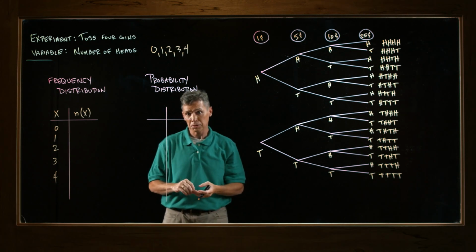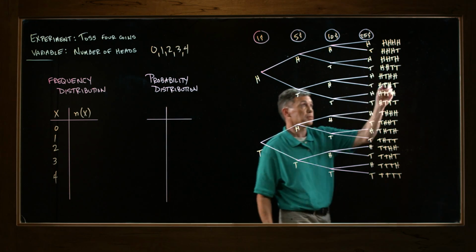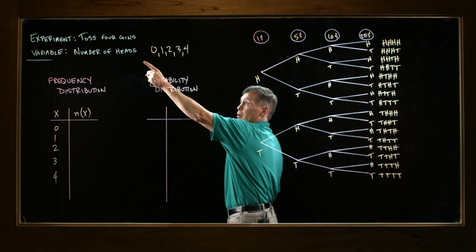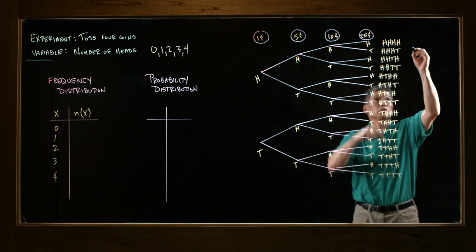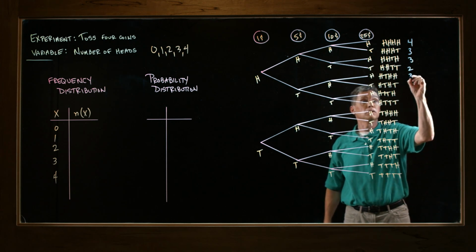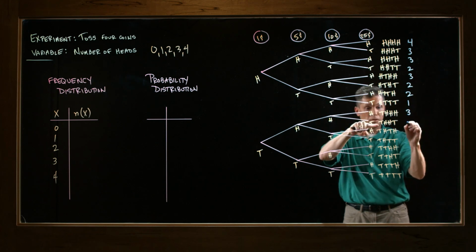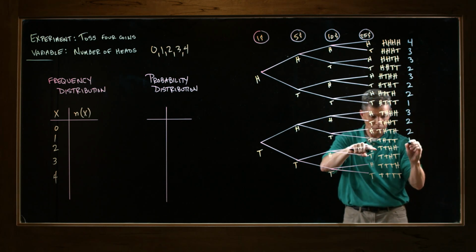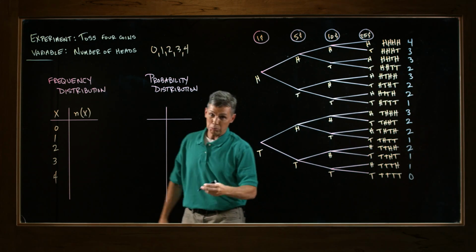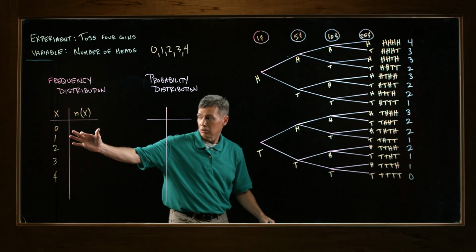To help myself even more then, let me go back over here and do the counts right now of how many heads. Remember our variable was how many heads did you get? So in this first it was 4, 3, 3, 2, 3, 2, 2, 1, 3, 2, 2, 1, 2, 1, 1, 0.